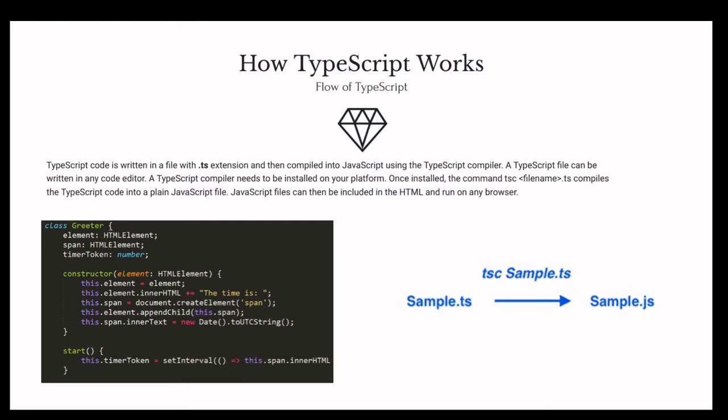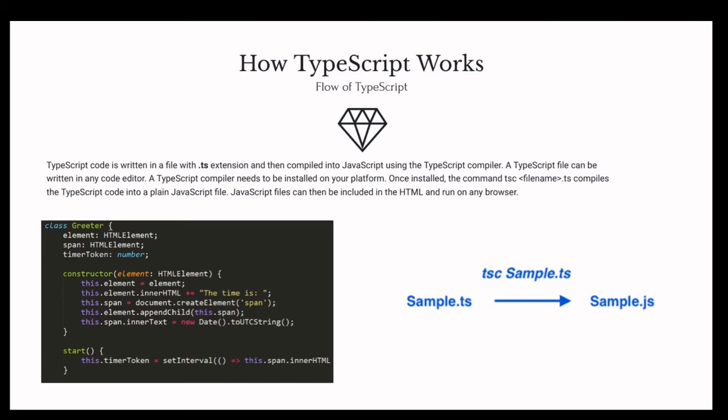How does TypeScript work? TypeScript is written in a file with the .ts extension, which is compiled into JavaScript using the TypeScript compiler. A TypeScript file can be written in any code editor. Basically, we can use any editor, but Visual Studio Code is a very good editor for writing TypeScript code.